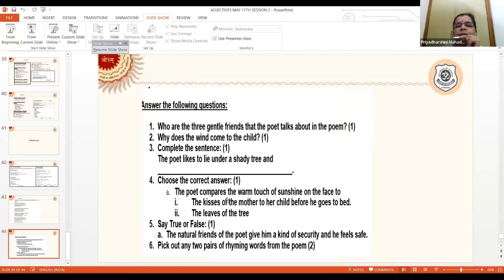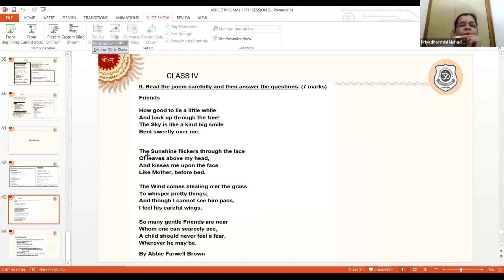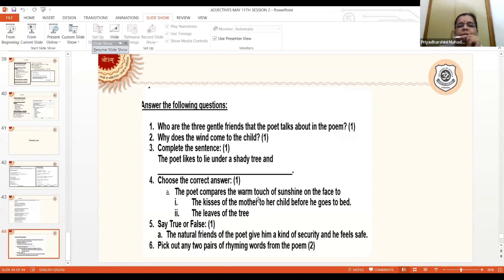Choose the correct answer. The poet compares the warm touch of sunshine on the face to the kisses of the mother, to a child before he goes to bed, or the leaves of the tree. Number one, the kisses of the mother. Yes, he compares. He is using a simile also here. In this particular poem, the sunshine flickers through the lace and kisses me upon the face like mother before bed. So here the poet uses a poetic device, simile.